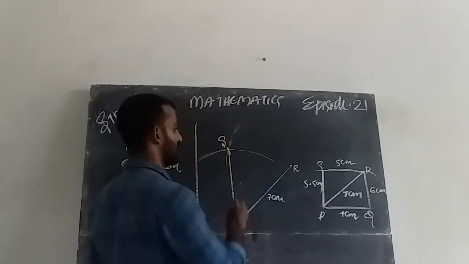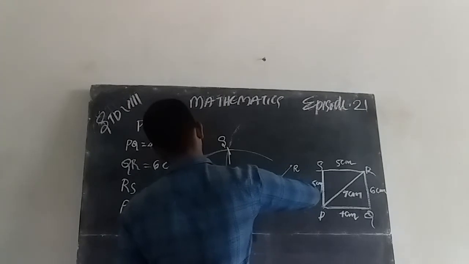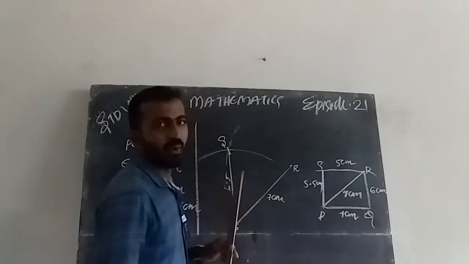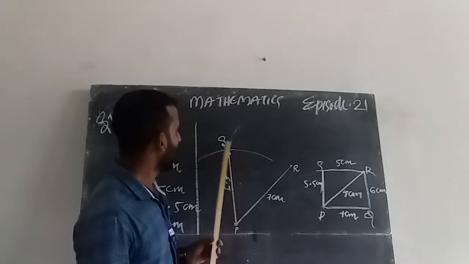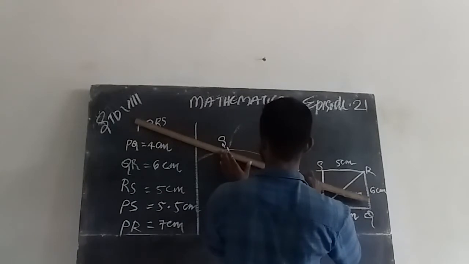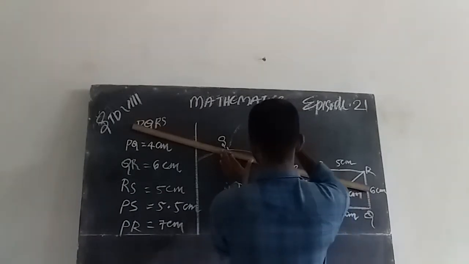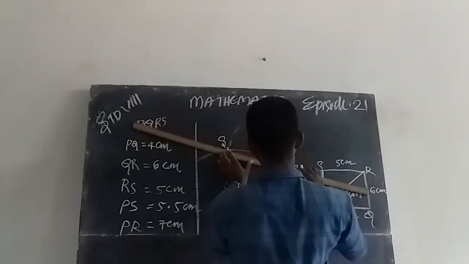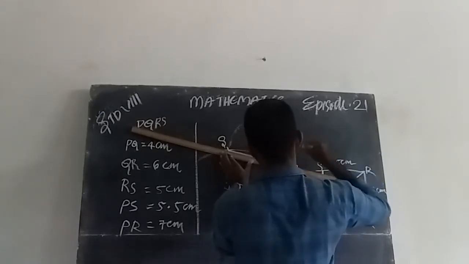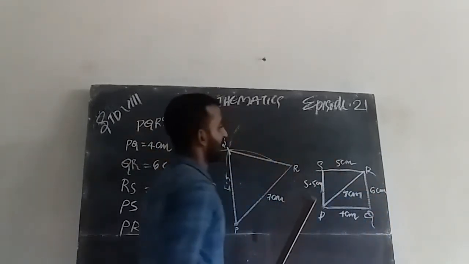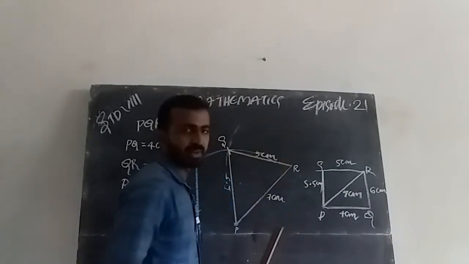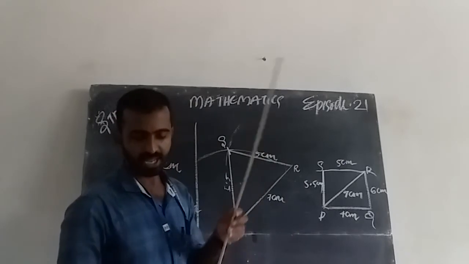Next I join the points P and S and denote the measurement, 5.5. Next we join S and R, and that is 5 cm.